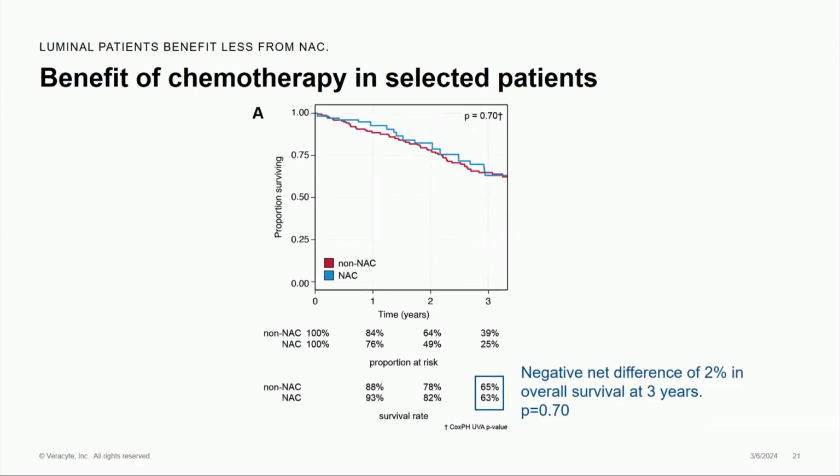And we looked at luminal patients first. So this is just a luminal population. Again, with the inverse probability weighted data set, we see a negative net difference, actually, of 2%. So basically the curves are collapsed onto themselves, as you can see here, at 2% at 3 years. Of course, we do not have a significant p-value.